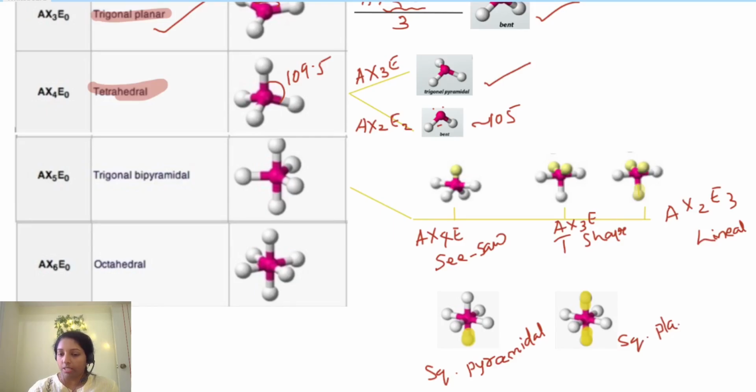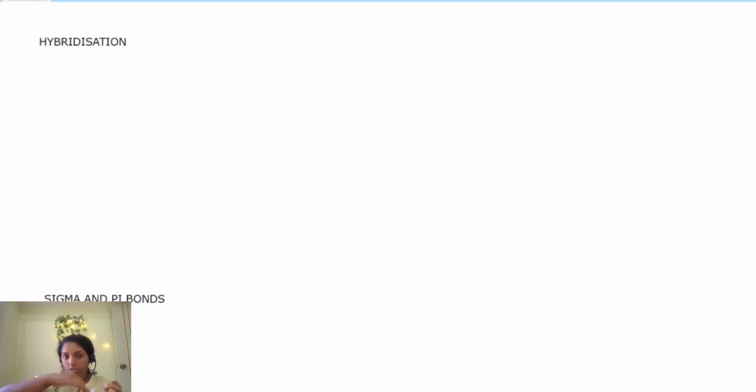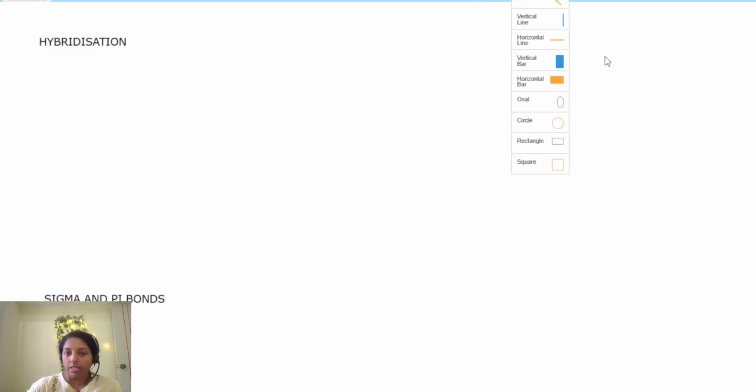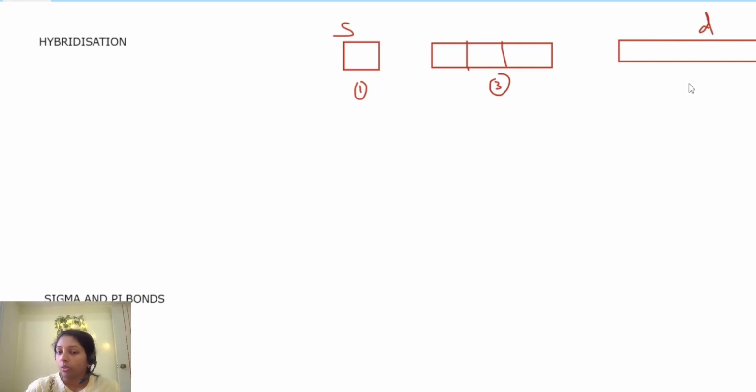Okay, so these are the basic shapes. After that you need to know the hybridization. Hybridization is also very easy. Just imagine the s orbital, there is only one orbital. P, how many orbitals are there? S has one orbital. P is divided into 3 orbitals. So obviously d is divided into 5 orbitals. So these kinds of orbitals are there.